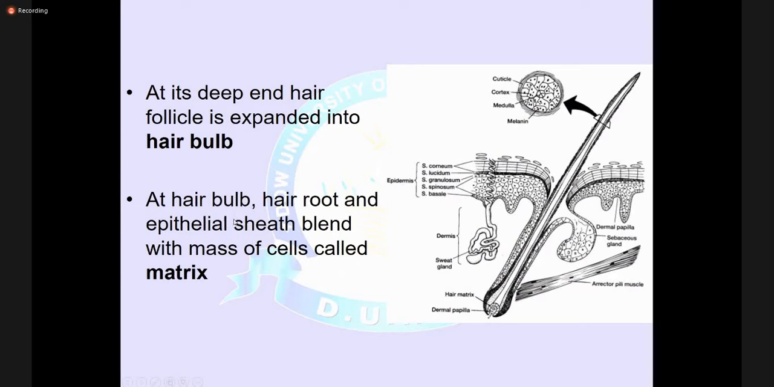So, at the hair bulb, we are talking about this area. At the hair bulb, the hair root and the epithelial sheath blend with the mass of cells called the matrix. So, we are having the hair matrix over here.